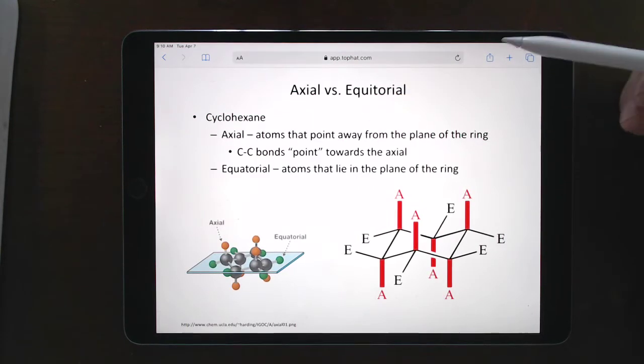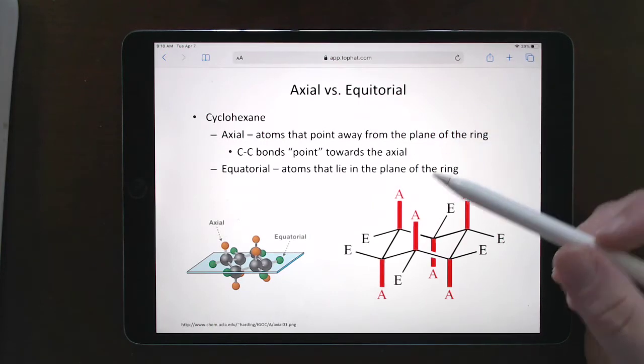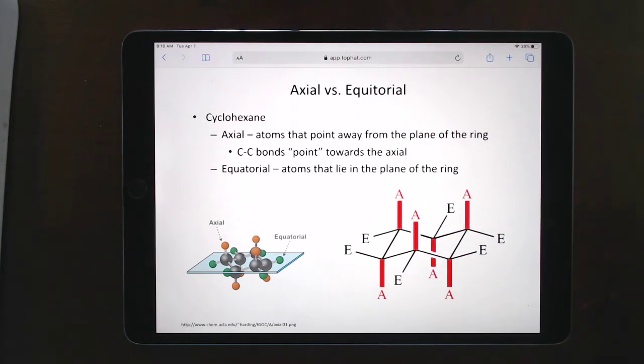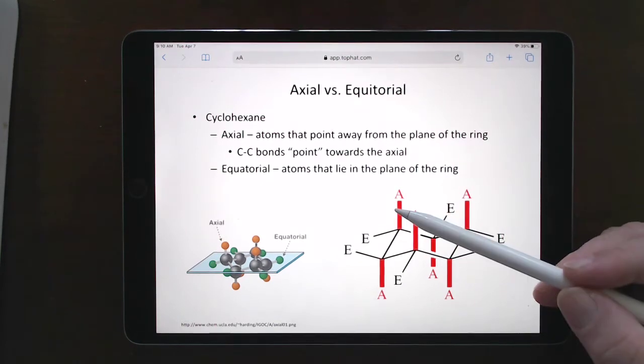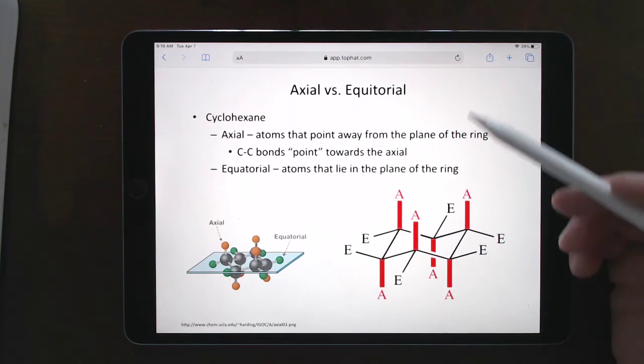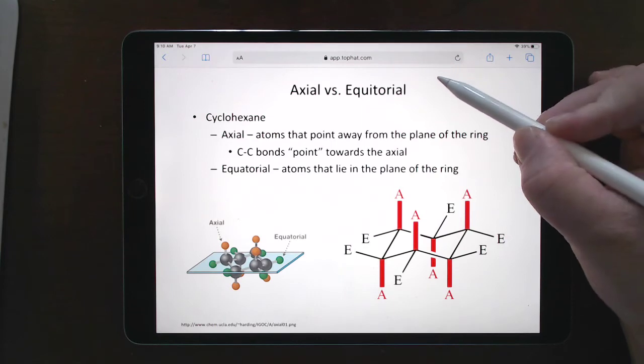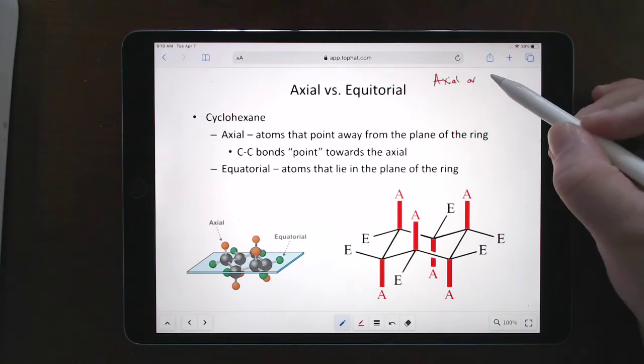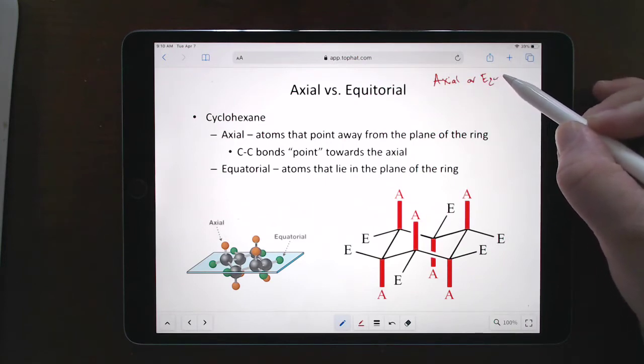Now, first things, we need to get some terminology going here. So if we're just talking about cyclohexane, every carbon is going to have 2 hydrogens on it, and each one of those hydrogens can be designated as either axial or equatorial. And we'll talk about that. Equatorial.